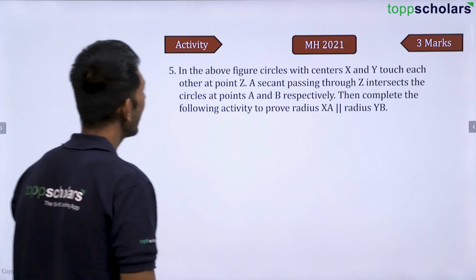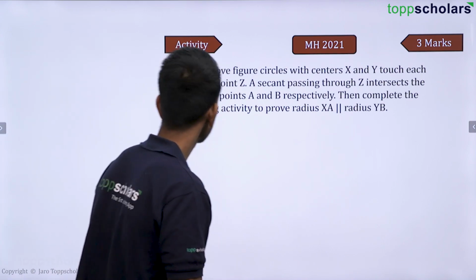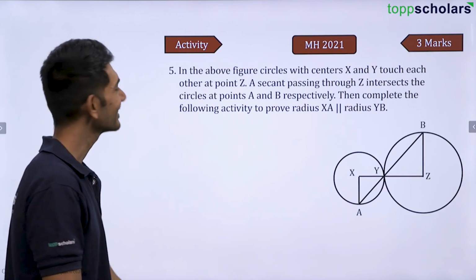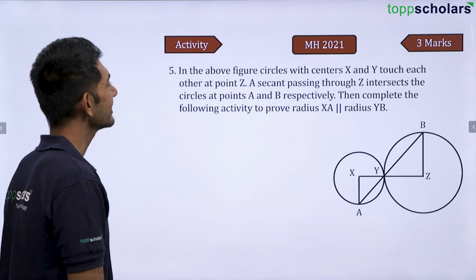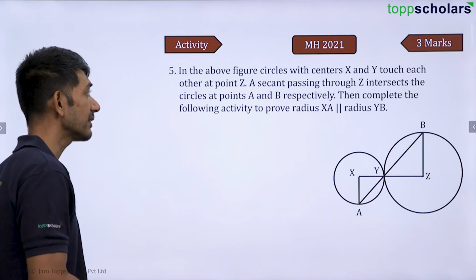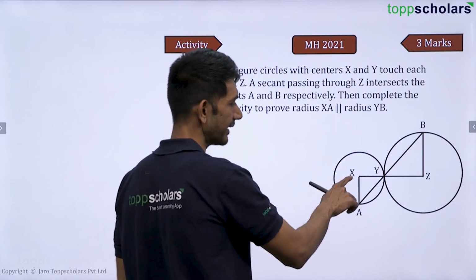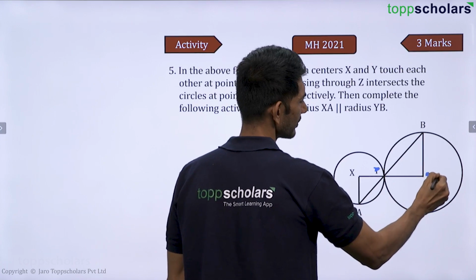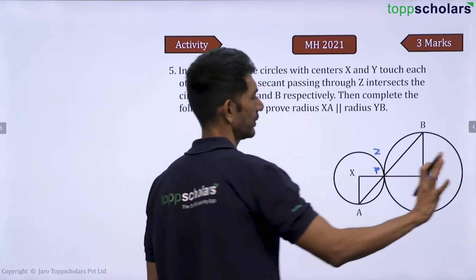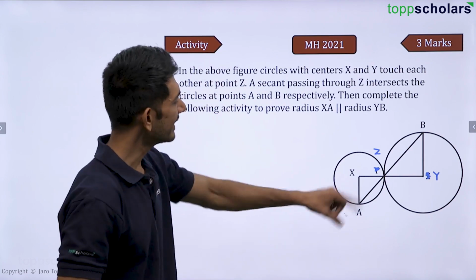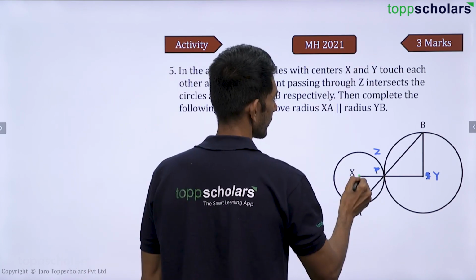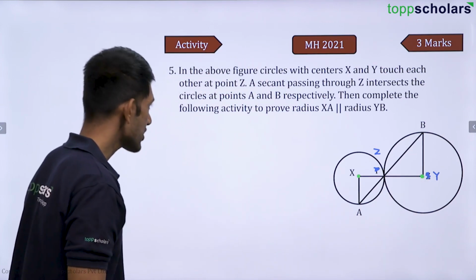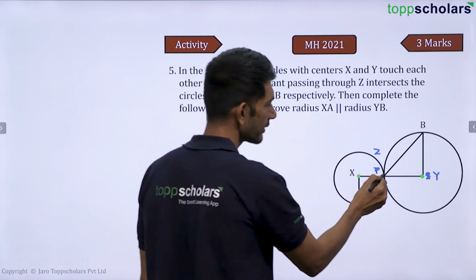Okay, now we have an activity based question. So what is given? It is given that in the figure above, or say below here, for an instance, circles with centers X and Y. Circles with centers X and Y. Okay, so here the center is X. Just interchanging this, nothing much. This is Y and this is Z. Circles with centers X and Y. This is X. This is Y. Touch each other at point Z. Okay, perfect. So the figure is right now.